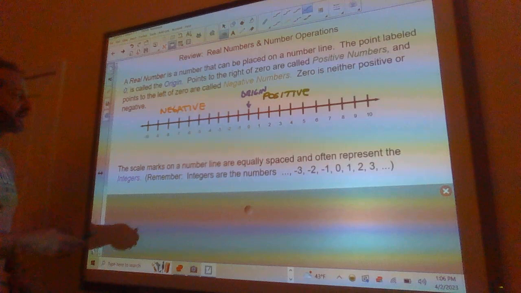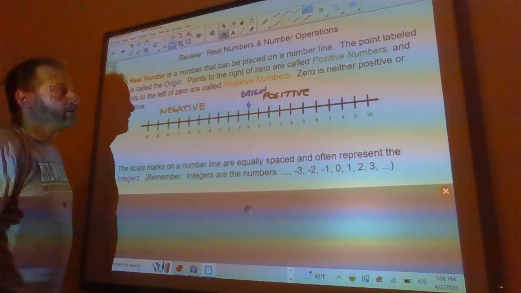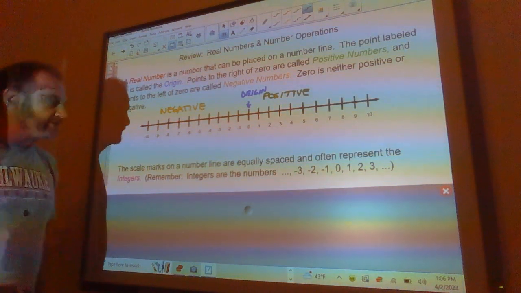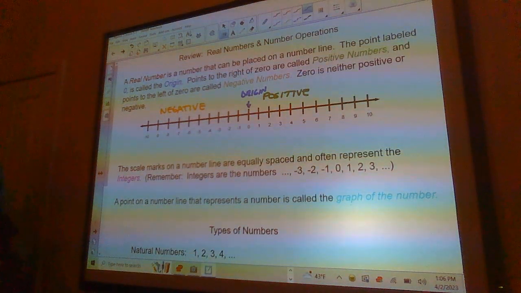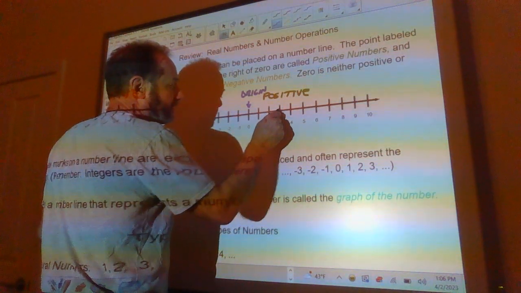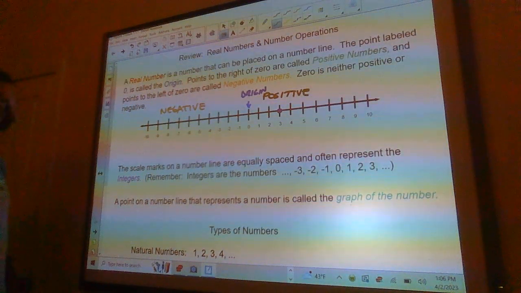The scale marks, that's these. Of course, on a number line, they're equally spaced, and they often represent integers. So in this case, they are integers. They don't have to be integers. They can be fractions. They could even be irrational numbers if you really wanted them to be, but usually we use integers. A point on a number line that represents a number is called the graph of the number. So if I were to graph the point 3, it would go right there. There's the graph of 3.